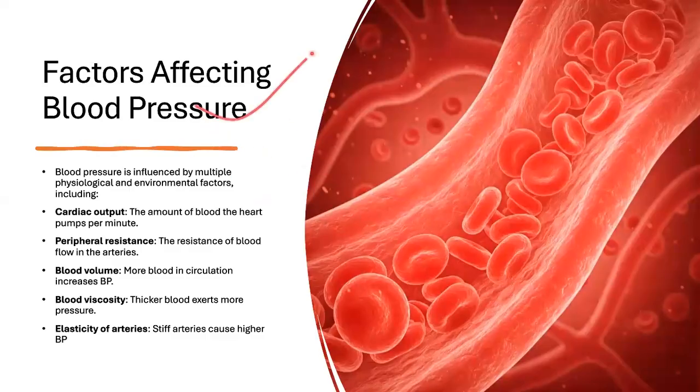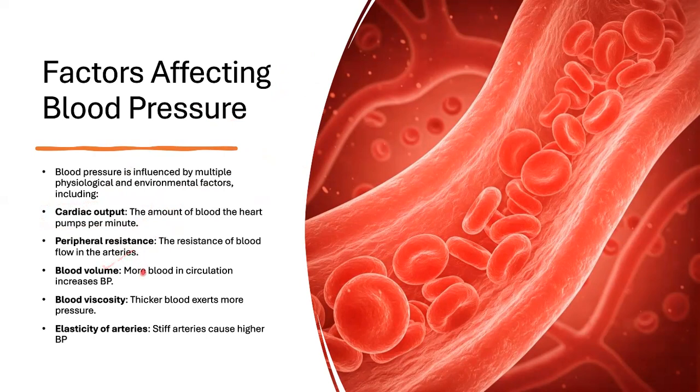Next, what factors affect the blood pressure? The first one is cardiac output. Cardiac output, the amount of blood the heart pumps per second, increases the blood pressure. Peripheral resistance: the more the resistance, the more the pressure. So peripheral resistance in the blood vessels also affects the blood pressure.